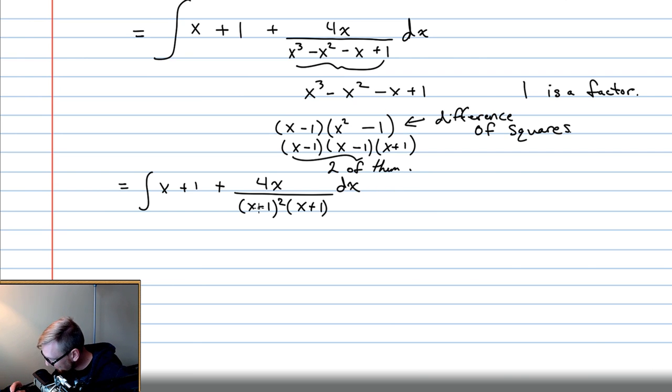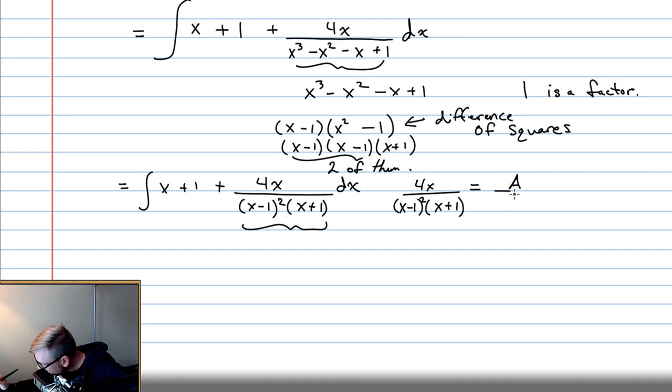We're going to take this component right in here and split it up. So 4x over (x minus 1) squared (x plus 1) is equal to some number a over x minus 1, plus some number b over (x minus 1) squared, and then plus some number c over x plus 1.